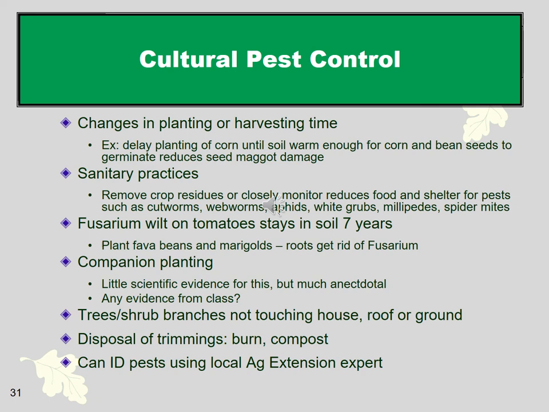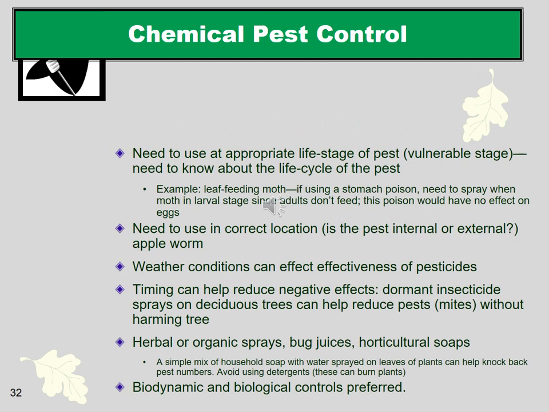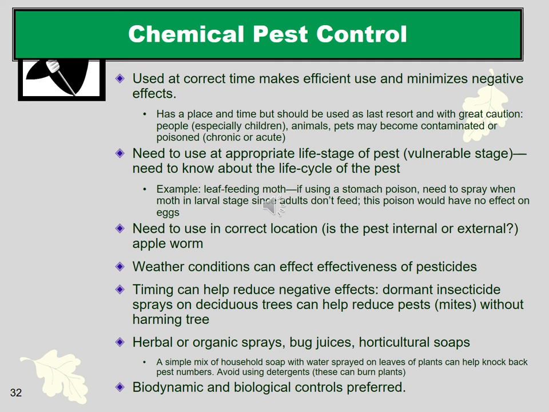A couple more ideas there too. If you are going to use chemical pest control methods for insects, use them at the correct time, season, and time of day. It minimizes the negative effects and makes their efficacy higher. Make sure you're using it on the appropriate life stage of the pest, so you're not just wasting the chemical and putting it out into the environment for no reason.